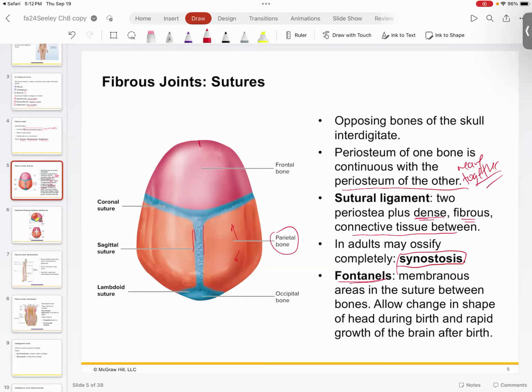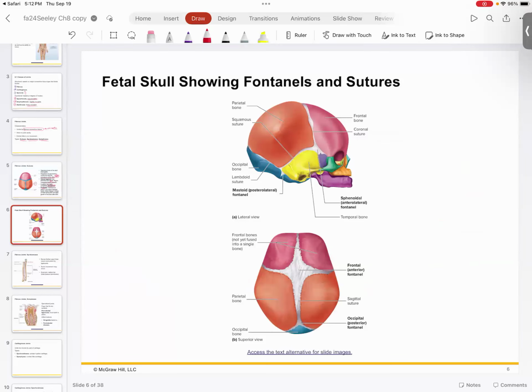Also, the nervous system of the baby is growing rapidly. It's actually one of the major systems developing after birth in the years of 0 to 5 years old. And so that brain is getting bigger and bigger and bigger. And that basically allows room to grow. So that's what the fontanelle is like.